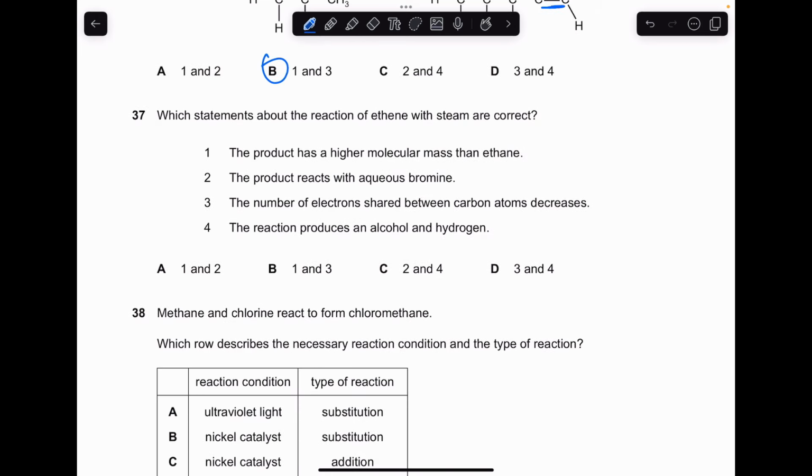Question number 37. Which statements about the reaction of ethene with steam are correct? We go through the statements. The product has a higher molecular mass than ethene. It does, because we are adding oxygen as well. So basically, ethene plus steam is ethanol, which is definitely heavier than ethene. So this is correct. Product reacts with aqueous bromine. It doesn't, because it does not have any double bond. Ethanol does not have any double bond. So this is wrong.